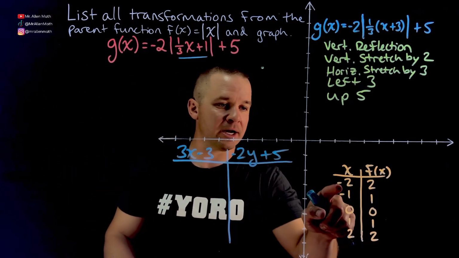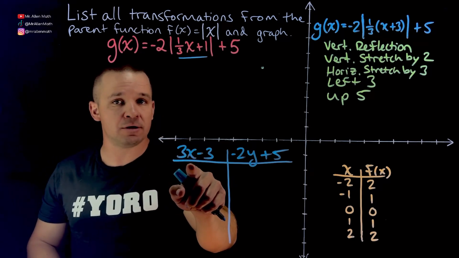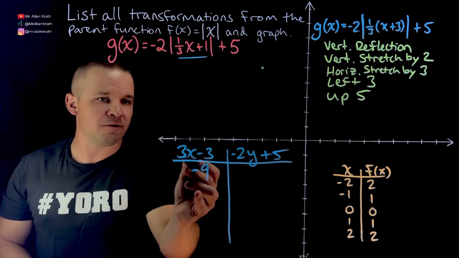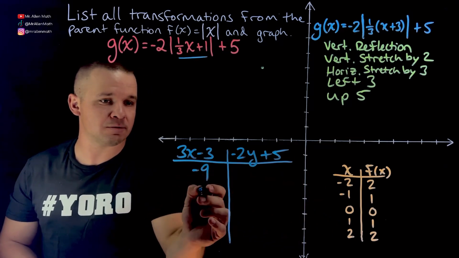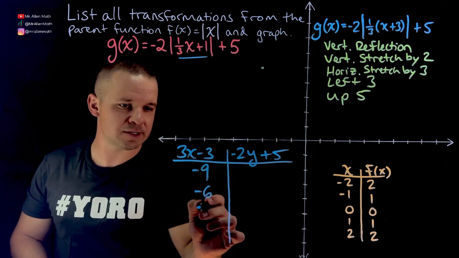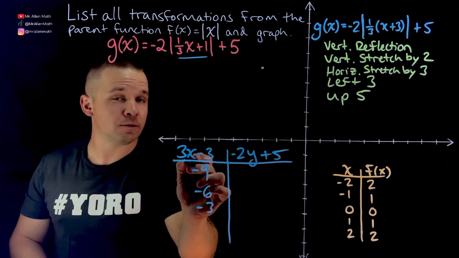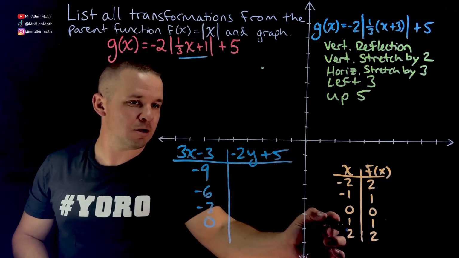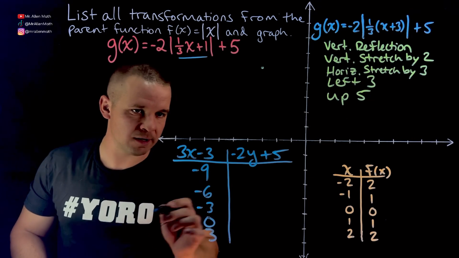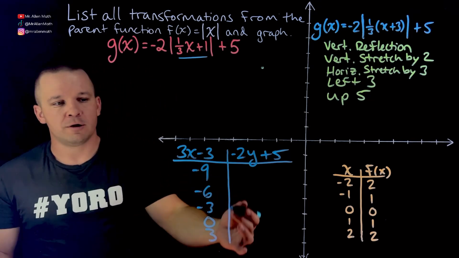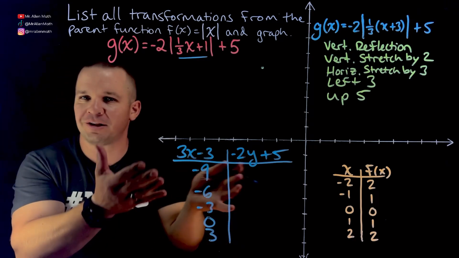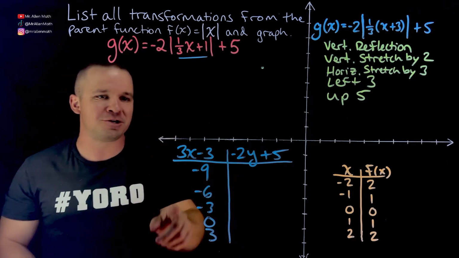Cool? So I plug in negative 2. 3 times negative 2 is negative 6, minus 3, negative 9. Plug in negative 1. I get negative 3 minus 3 is negative 6. Plug in 0. That's gone. Minus 3 is negative 3. Plug in 1. 3 minus 3 is 0. Plug in 2. 3 times 2 is 6, minus 3 is 3. Cool. We started at negative 9 and went up 3 each time. It's a linear equation, actually, when you look at it that way. Right, that makes sense. I went up by 3 each time because of that guy.